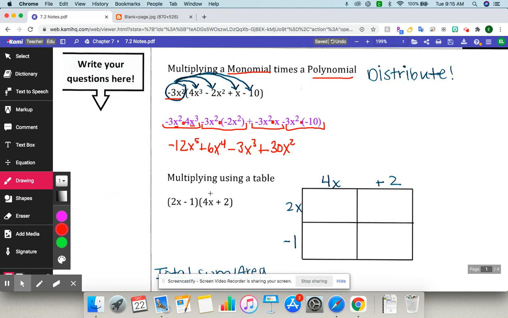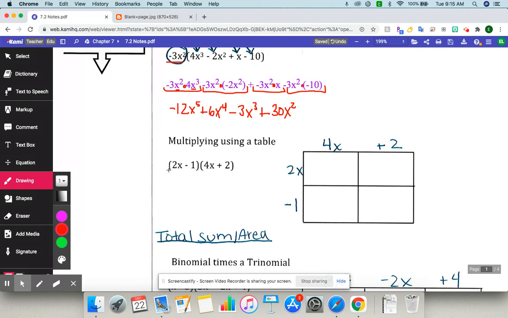So in our second example, we're multiplying 2 binomials. So each factor has 2 terms, and that's why we would use a 2 by 2 generic rectangle. So looking at this, we multiply 4x by 2x, which would be 8x squared. 2x times 2 is 4x. Negative 1 times 4x is negative 4x. And then negative 1 times 2 is negative 2.